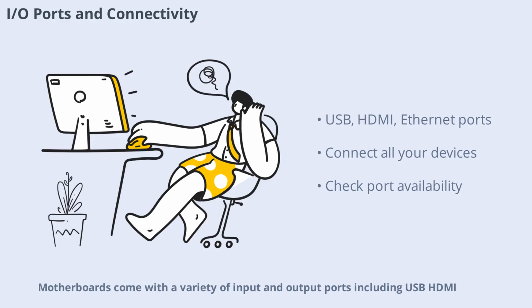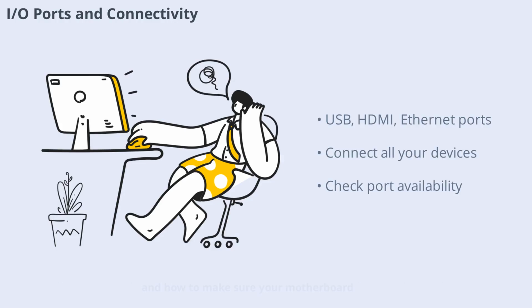Motherboards come with a variety of input and output ports, including USB, HDMI, Ethernet, and audio jacks. These ports let you connect peripherals like keyboards, monitors, and speakers. We'll go over the most common ports, what they're used for, and how to make sure your motherboard has the connectivity you need for your devices.